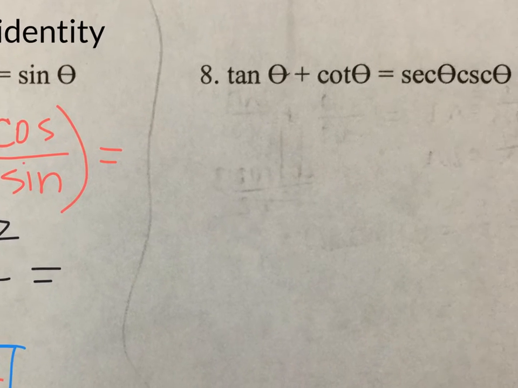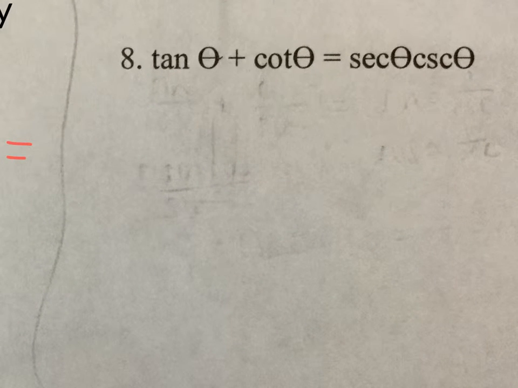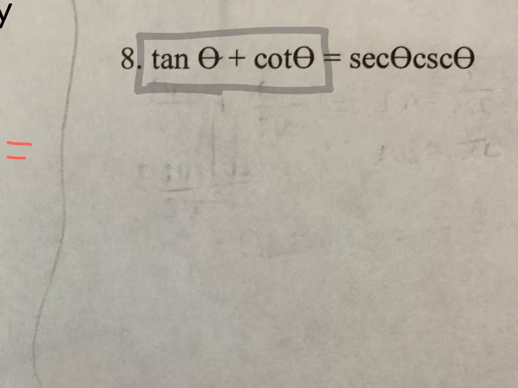So let's come over here to number 8 and see if we can do something similar. Now remember, in these trig problems, you're only allowed to work on this side. So we are not allowed to manipulate secant and cosecant. That is what we are trying to accomplish. Our goal is to have the left side look the same as the right side. So we don't do anything on the right side, we only manipulate the left. So let's get to manipulating.